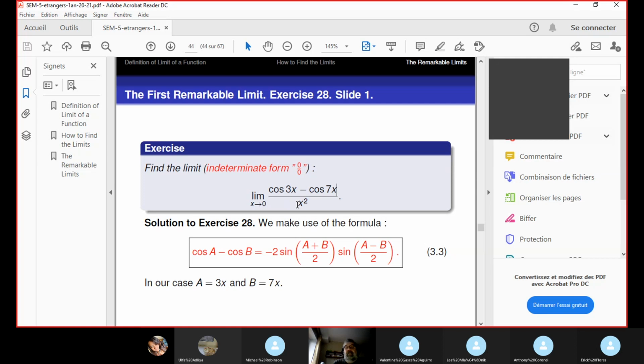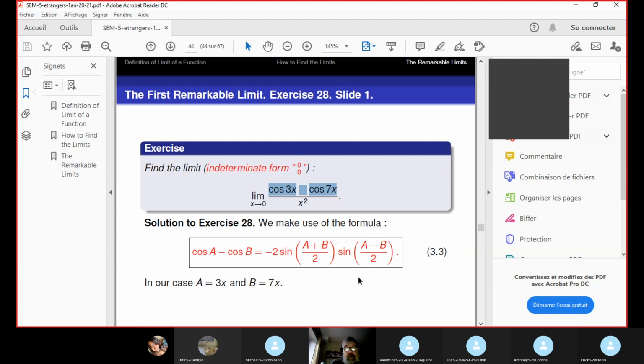So we have to rearrange our fraction. To this end, we make use of the formula 3.3. So the difference of two cosine functions is minus 2 sine of (a plus b) over 2 multiplied times sine (a minus b) over 2. And in our case, a is 3x and b is 7x. I want to rearrange my numerator, cosine 3x minus cosine 7x.